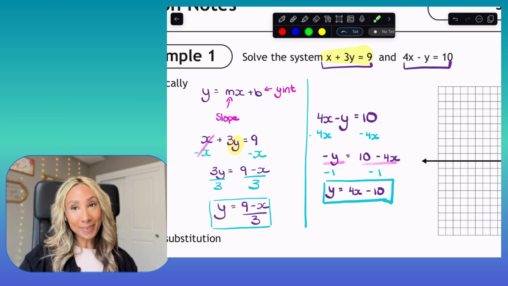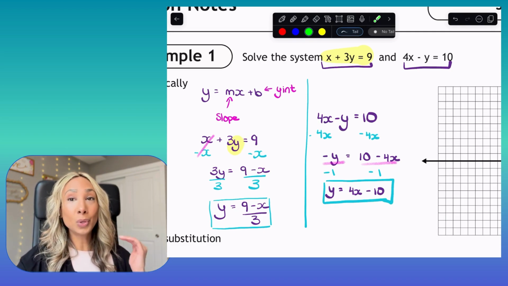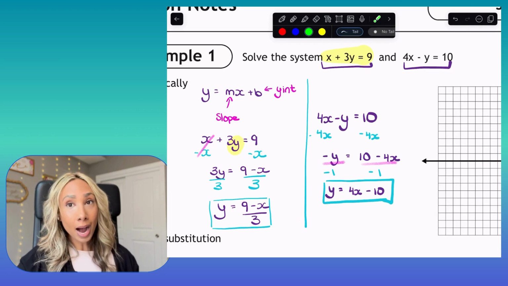Now, I'm not going to graph it by hand, and I'm sure you guys are probably the same. You know that you can punch this into your calculator. I'm going to do the same here.